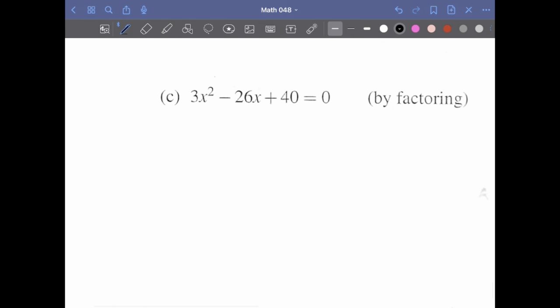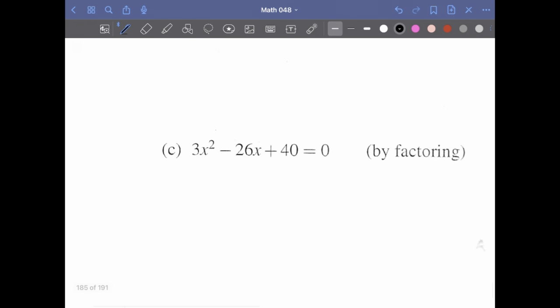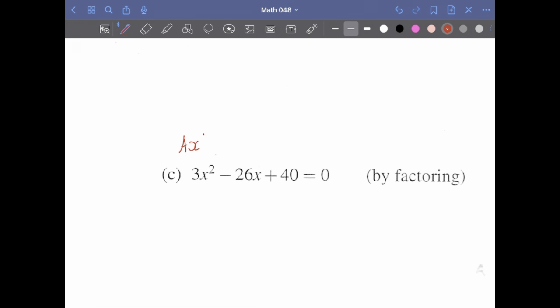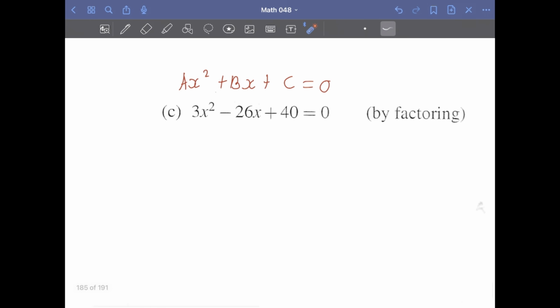So we're going to solve this by factoring. Again, this is a quadratic equation of the form ax squared plus bx plus c is equal to 0. So I'm going to be solving by factoring. So we're going to multiply a times c and locate factors of ac that add up to b. So a times c is 120. That's positive 120. So let's just start our factors.